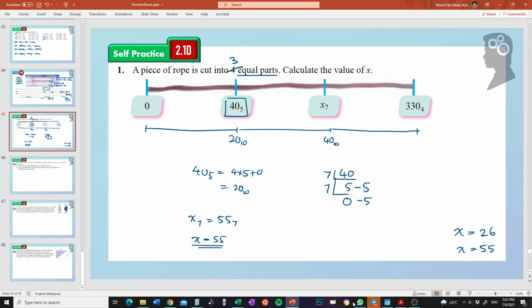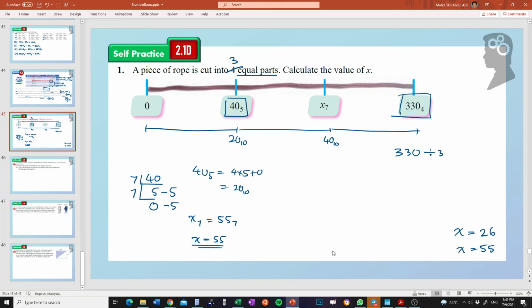Satu lagi. Yang satu lagi cara? Okay, satu lagi macam mana? Good question. Satu lagi, I'm going to use this information instead of 40, because we have 3 different parts, okay? And this is 330. If I divide 330 by 3, I'm going to get 110 base 4. Senang saja sebenarnya. 110 base 4 plus 110 base 4 jadi berapa? 220. Kan? So I add another 110 to become 330 base 4.